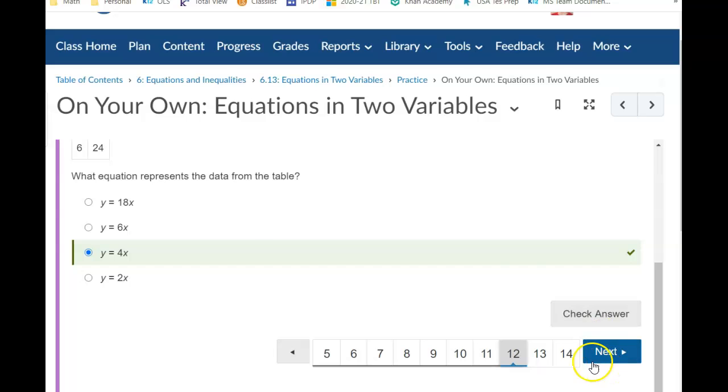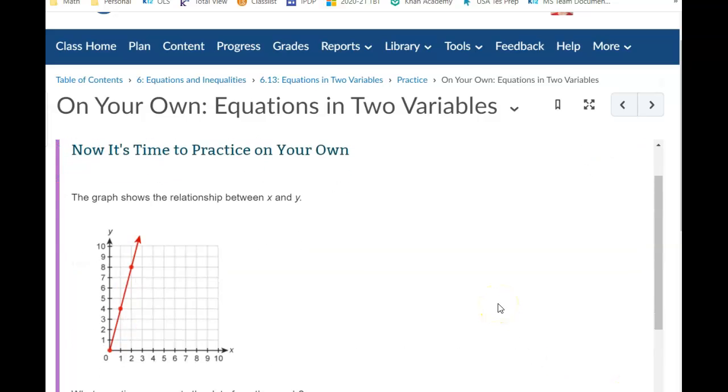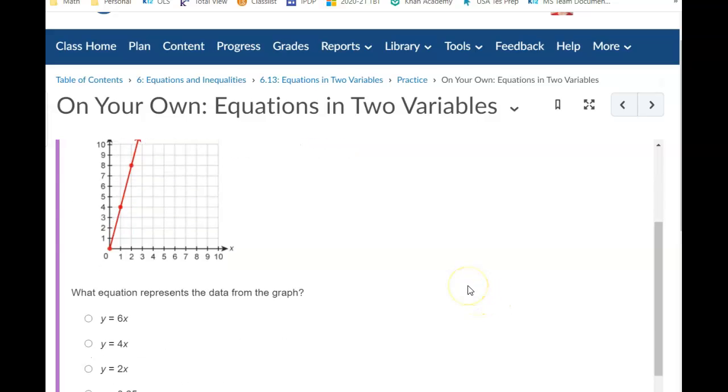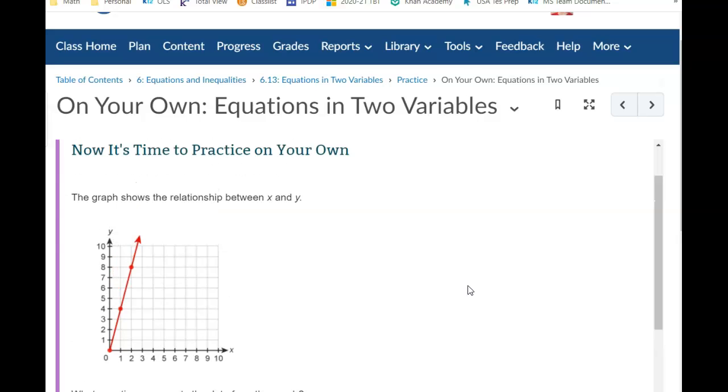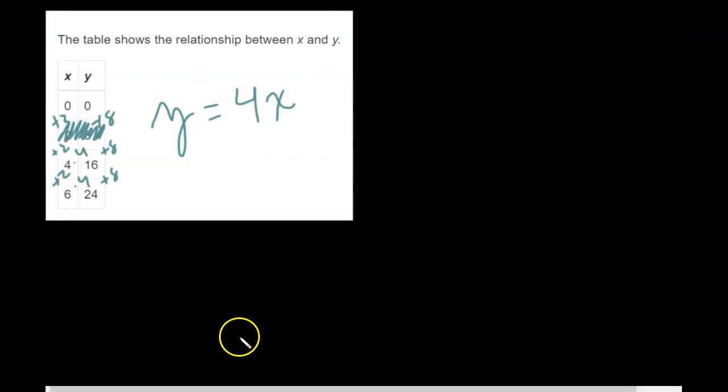All right, this video is kind of going long. I'm already at 20 minutes. All right, let's do the last two. This graph shows a relationship between x and y. Which equation represents the data from this graph? All right, good one. This is a little bit different. Let's put this up.